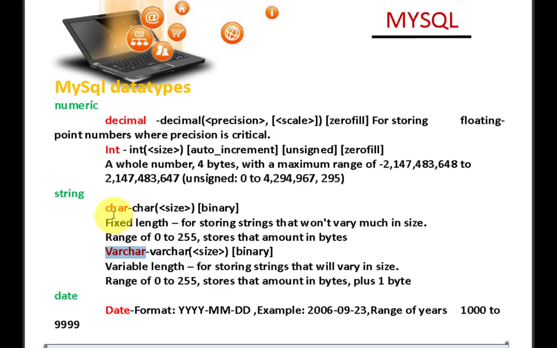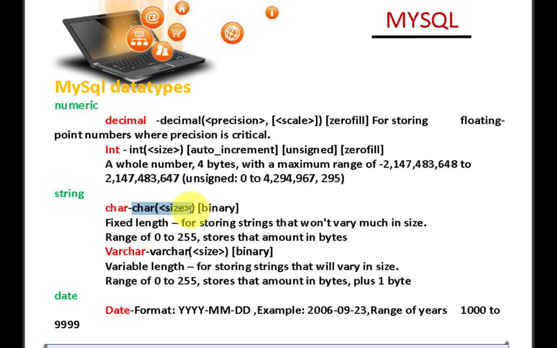Both will be used to store string values in your column. This data type is used to store strings in your column. But there is some difference between char and varchar. First, let's look at the char syntax.